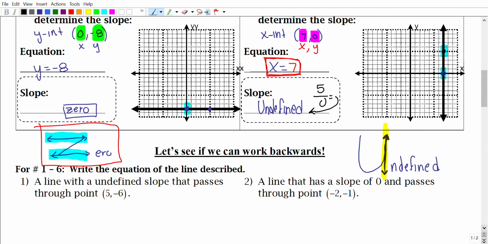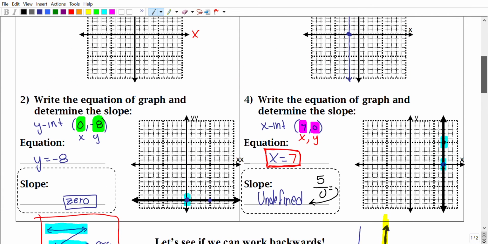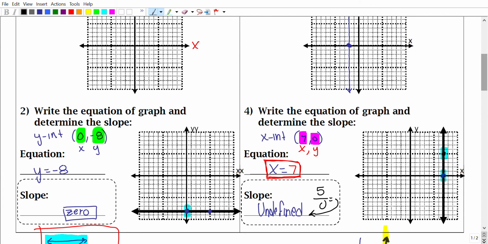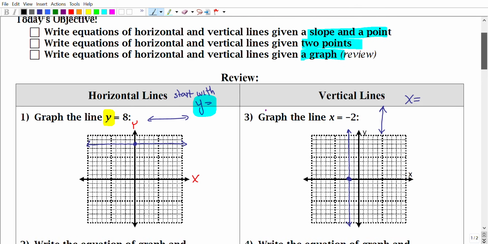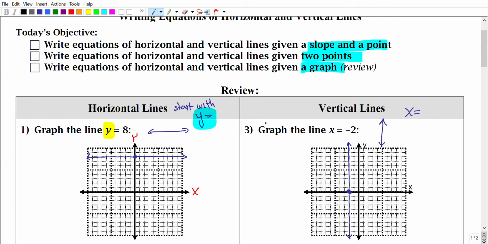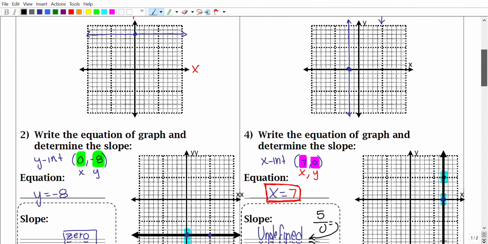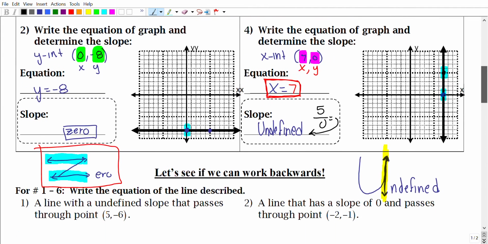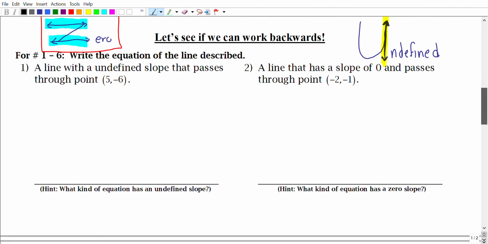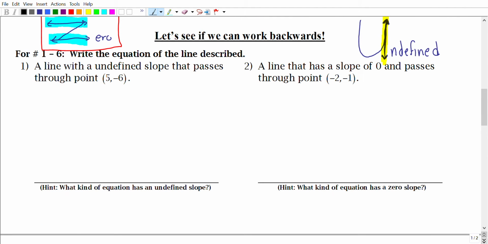So go ahead, and if this for some reason doesn't make sense, guys, I would go back and rewatch the video on finding the x and finding vertical and horizontal lines, writing their equations and graphing them. We've had a section in the past where we did those things. So let's go ahead and see the first few problems here. Let's see if we can work backwards.